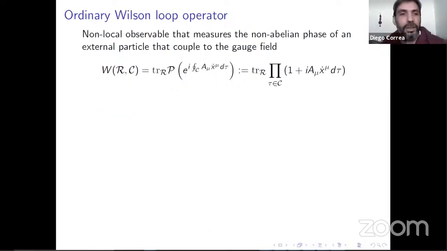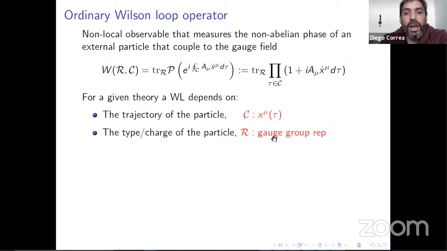So let us start. Well, I should at least provide to you a very basic notion of what a Wilson loop is. A Wilson loop is a non-local observable that measures some non-abelian phase that an external particle acquires when it is forced to follow some contour. It typically depends on two things: the contour where you move around this external particle, and also what kind of particle you move around. This is encoded in the representation in which you take the trace. So this is the most basic ordinary Wilson loop you can define in any gauge theory.